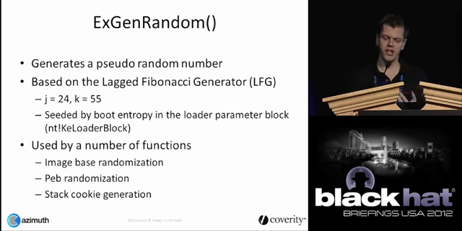So there was this xgen random value, which is actually the function responsible for generating the pseudo-random value, also used in generating the cookie. And this is based on a lagged Fibonacci generator, and this generator is seeded by boot entropy in the loader parameter block, which is a data structure passed to the kernel by winload. And this is used by a number of functions now, like for image-based randomization, for PEB randomization, stack cookie generation, and a lot of other stuff.